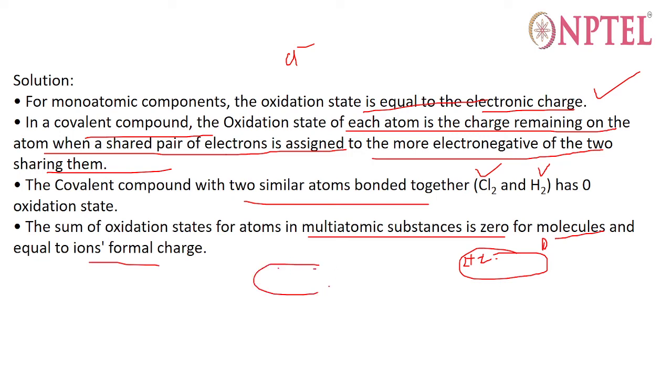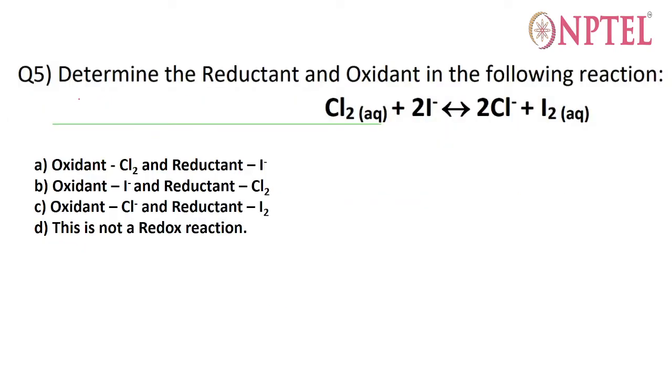Whatever formal charge is present, that will be the sum of the oxidation states, right? Like CO2 minus, suppose. So this is an ion, and here if you just sum the oxidation states, you will get -2. So that's it. We'll go for the next one.